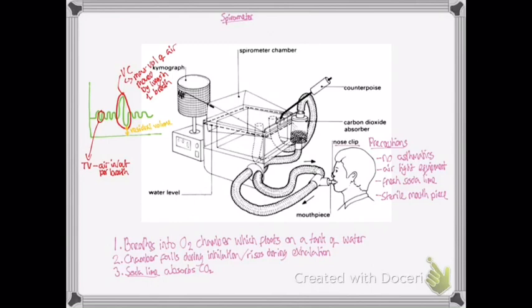From this graph you can work out your breathing rate, so you can measure the peaks in the tidal volume per minute. Height, age, gender and physical fitness can affect your vital capacity. So that was spirometers. Now let's look at ventilation in fish.